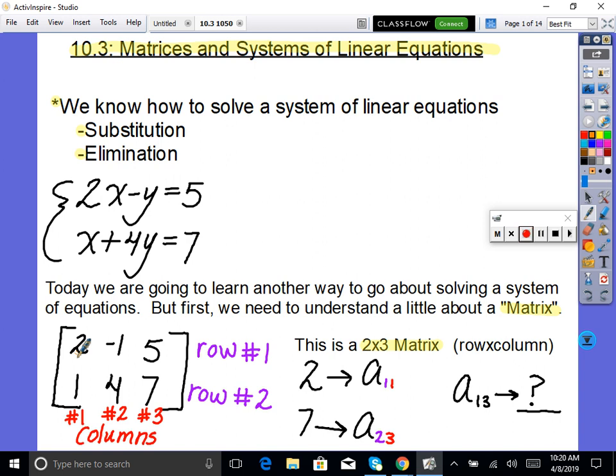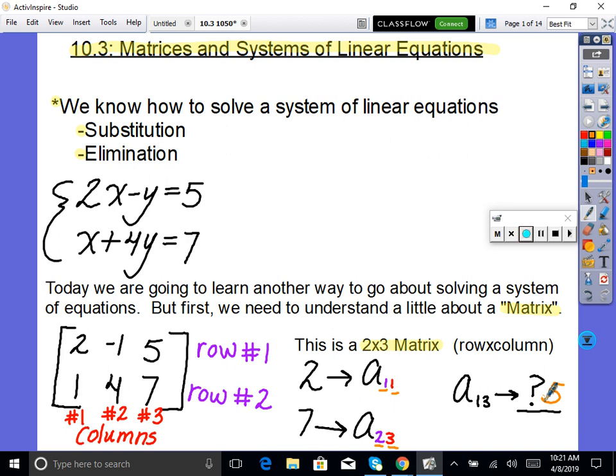Then also, these are different elements, like 2 is an element, -1's an element, 5 is an element. Basically, I'm asking you, where does this sit? Where does 2 sit within our matrix? Notice, 2 sits within the first row and first column. So this is how I would denote it, A sub 1,1. That means first row, first column. Right here, number 7 sits in the second row, third column. Once again, we always do row then column. So if I said to you, what's A sub 1,3, you would say first row, third column is 5. Okay, good.